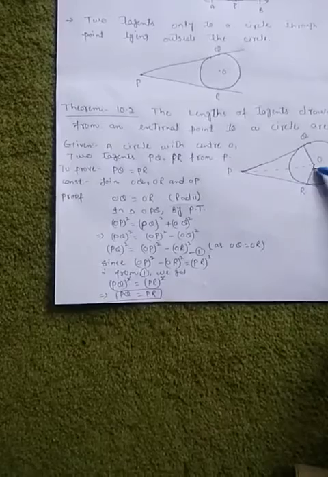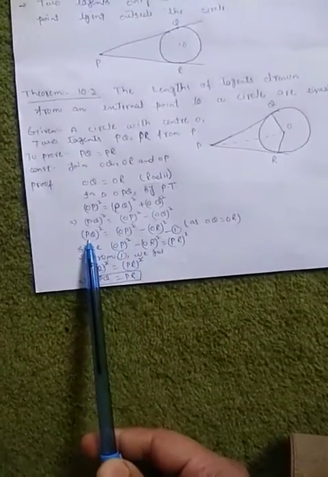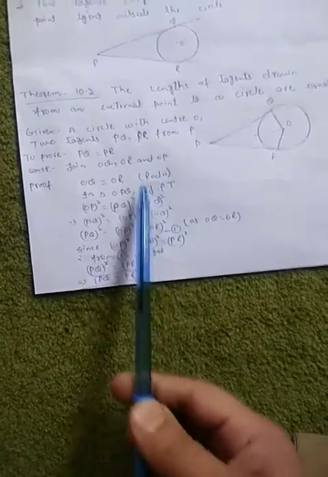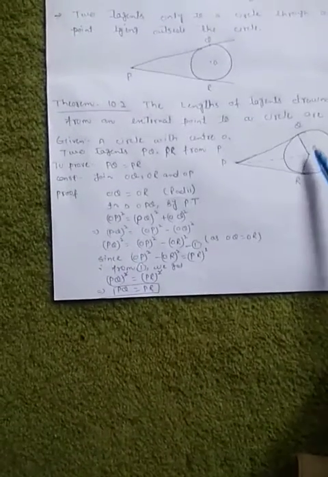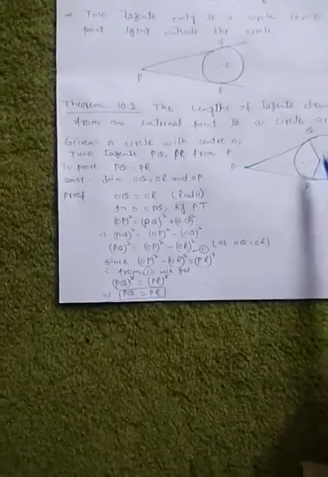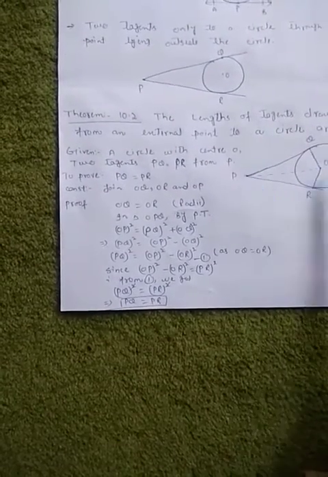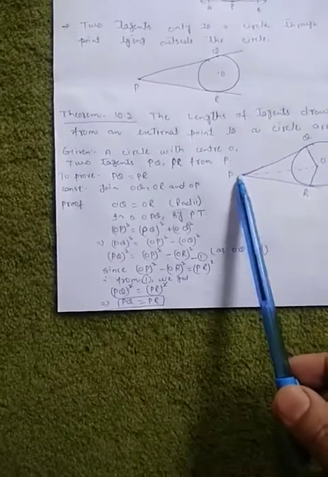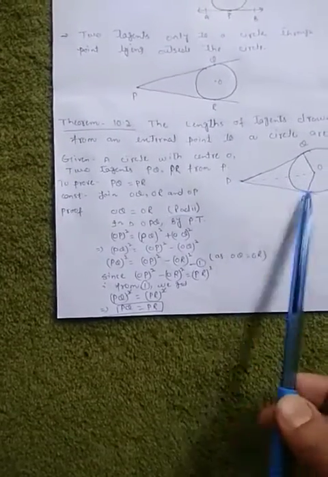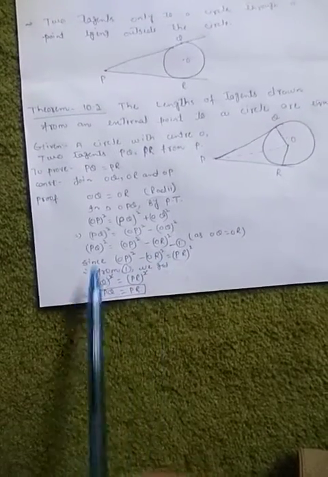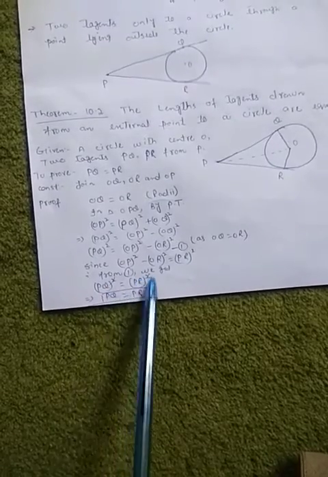Since OQ is equal to OR, they are radii of the same circle, that's why I have written here PQ square is equal to OP square, and in place of OQ square I have written OR square, as they are equal. Since OP square minus OR square, for this triangle, OP square, that is hypotenuse, minus perpendicular, will be equal to base, Pythagoras theorem again, PR square. That means in place of OP square minus OR square, I have written PR square. PQ square is equal to PR square. Square, square cut. We will get PQ is equal to PR.